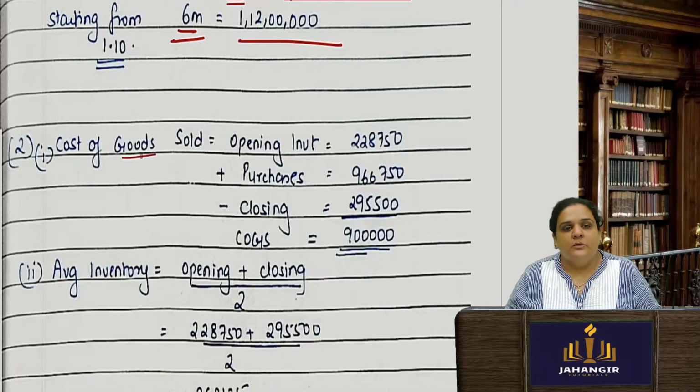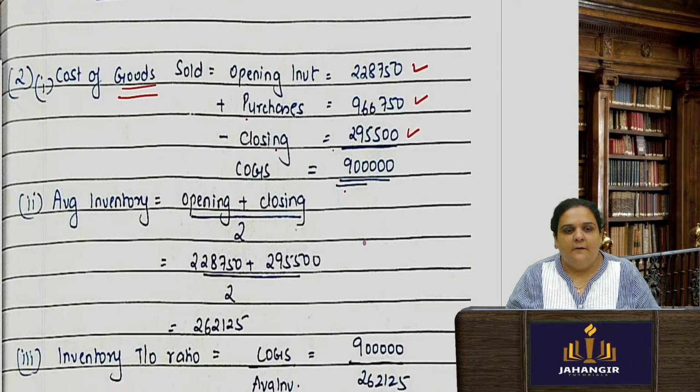Cost of goods sold. For the gross profit ratio, I'll need COGS. Opening inventory plus purchases minus closing inventory. I'll get my COGS. Opening is given, purchase is given, closing is given. COGS is 9 lakhs. Okay.